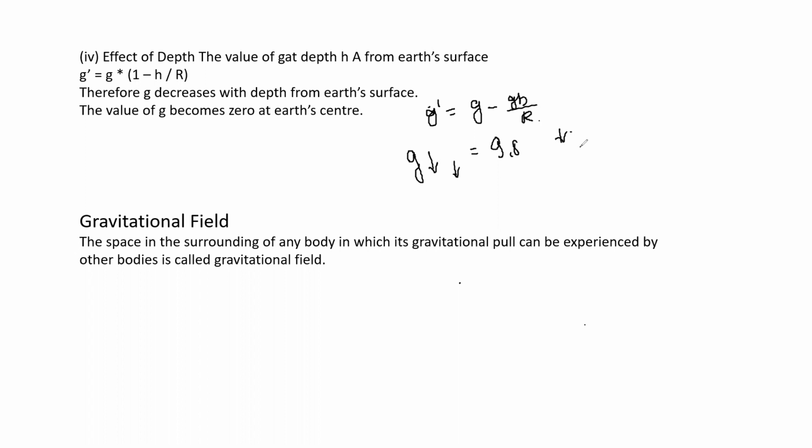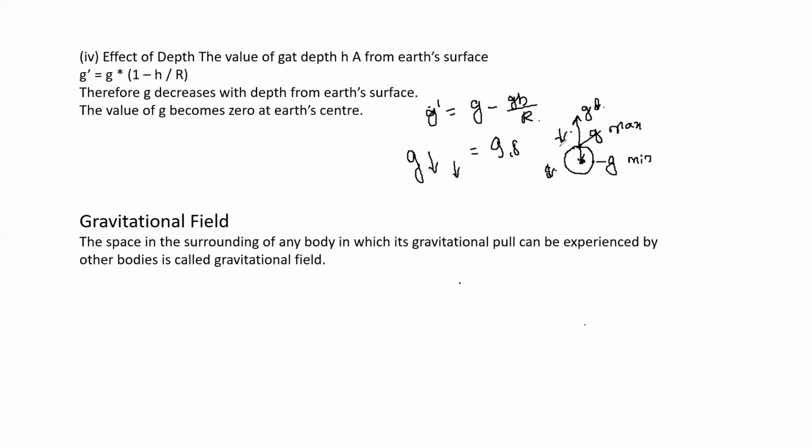So the conclusion of all four points is that at the poles, the g value is maximum. At the equator, the g value is minimum. As you go above the surface of the earth, the g value decreases. And when you go down, at a depth d, the value of g decreases. Then where is the value 0? The value of g becomes 0 at the center of the earth.